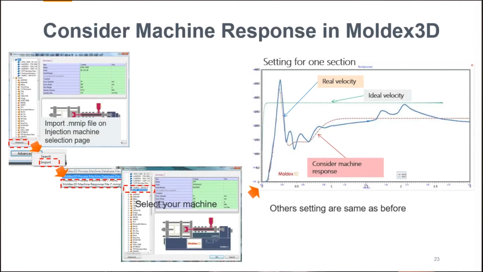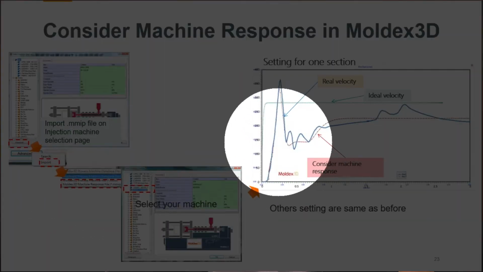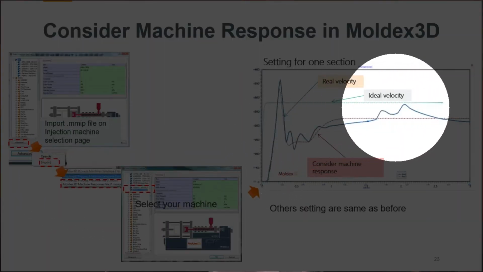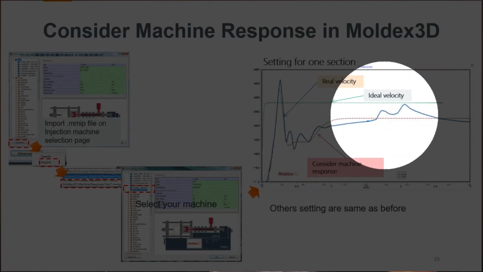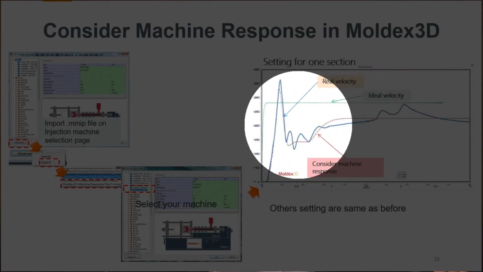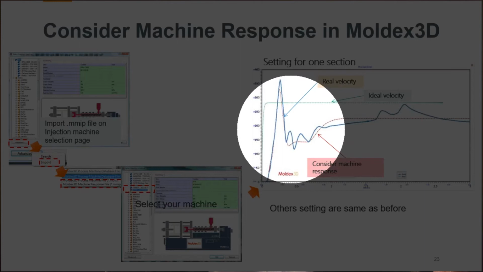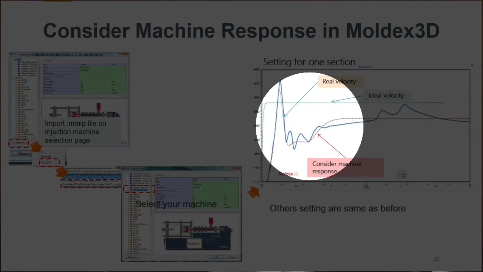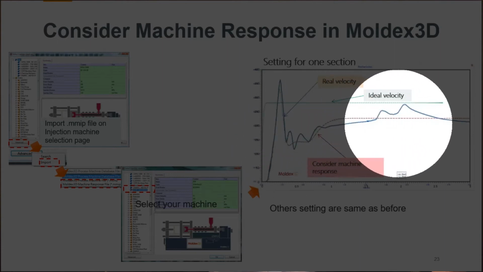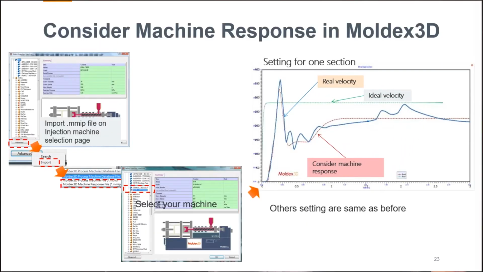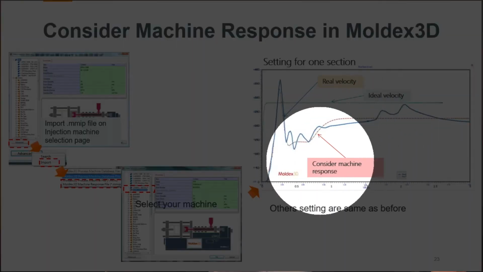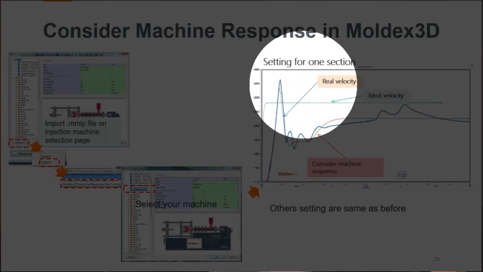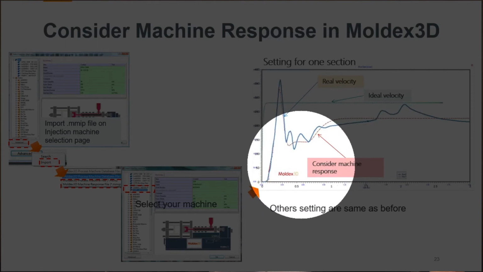And then in the result, they will be able to see the difference. The green curve is the ideal velocity. Without considering the machine response, if we use a perfect condition, the simulation will give you this kind of injection velocity, exactly the same as the setting. So that's the green curve. But when we consider the response, it will be this red curve. This red curve has a peak, then it goes down and goes up again.